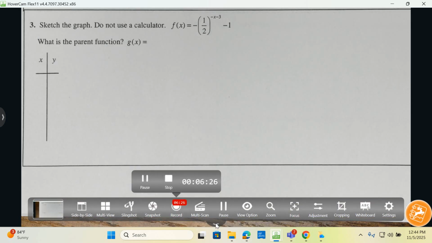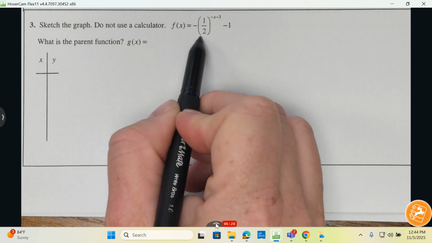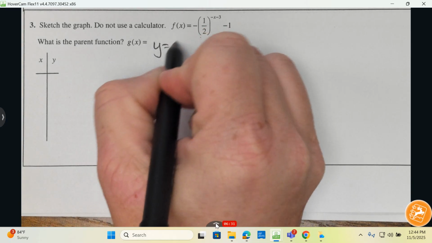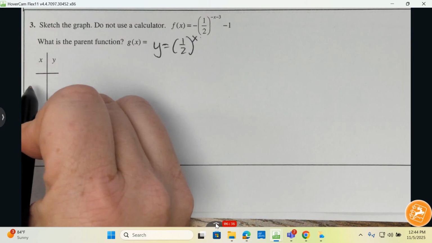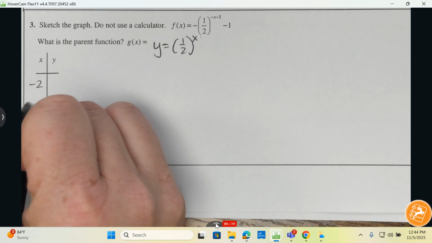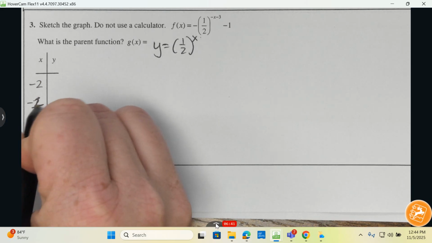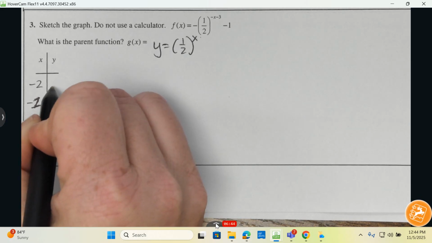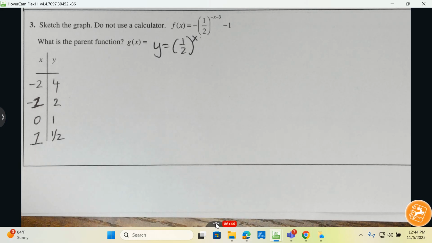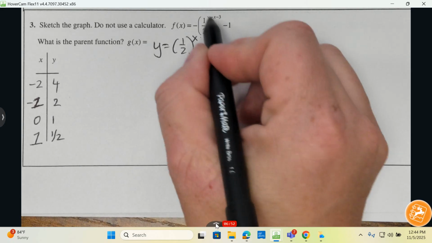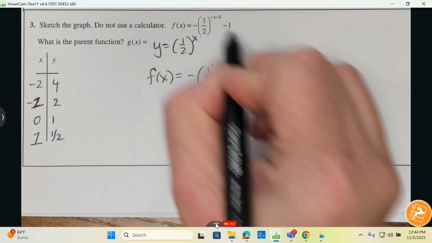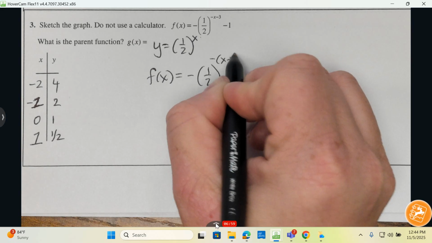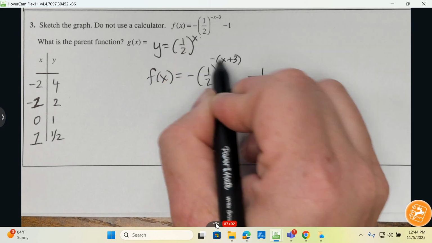Now, I get to be a little lazy here because I noticed that we have the exact same parent function, which is y equals 1/2 raised to x that I had in the previous problem. So I remember that this was negative 2, negative 1, 0, and 1. Okay, so I already established that from the previous question. Now we can look up above, and let me rewrite this. We have f of x, or y, equals negative times 1/2. Now I need to factor out that negative sign, and this is what I'd be left with when I factor it out. Negative x minus 3.